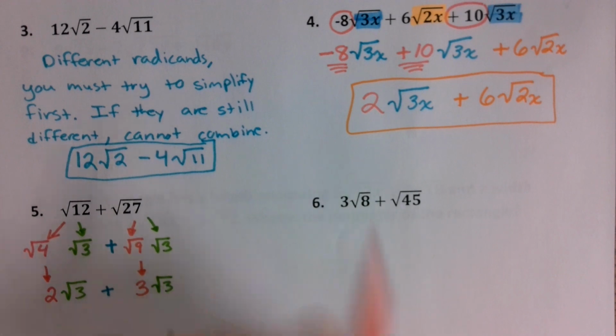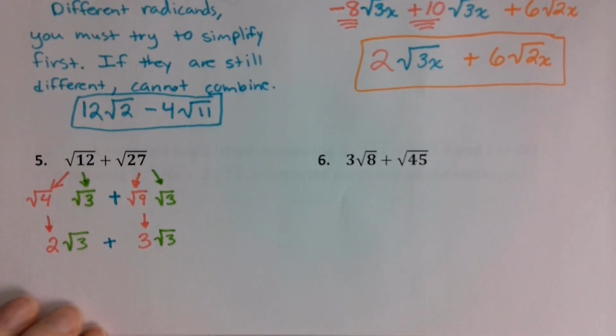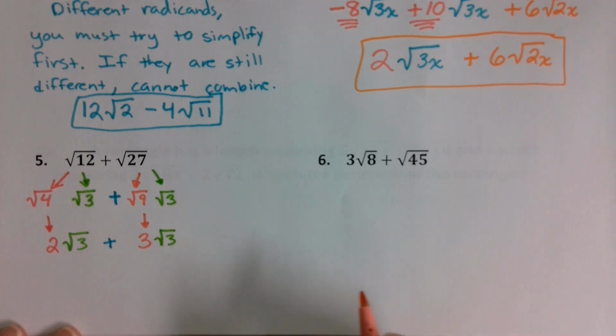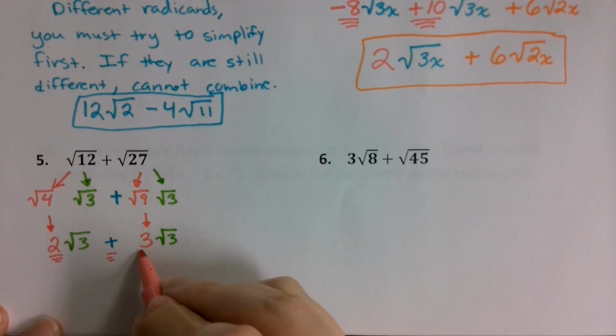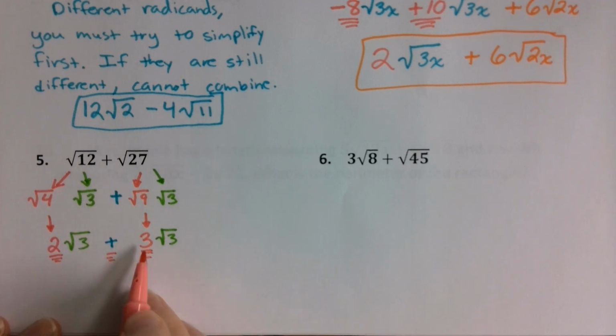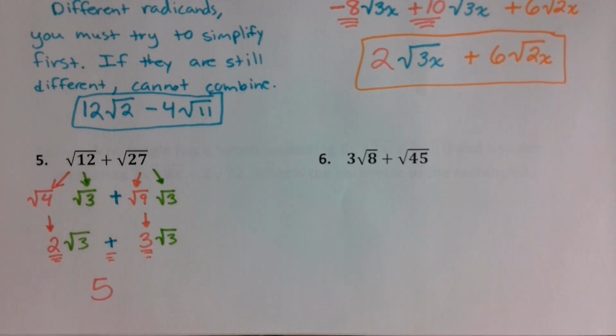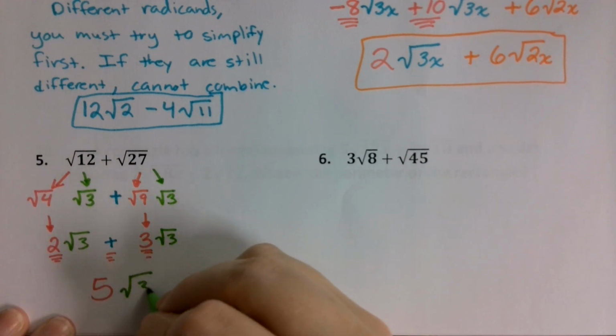Do we now have like radicals? Yes, right? They both have a square root of 3, so we can combine those together. What is that going to give us? Very good. 5 square root of 3, because you do 2 plus the 3, that gives us 5, and then square root of 3 just stays as it is.